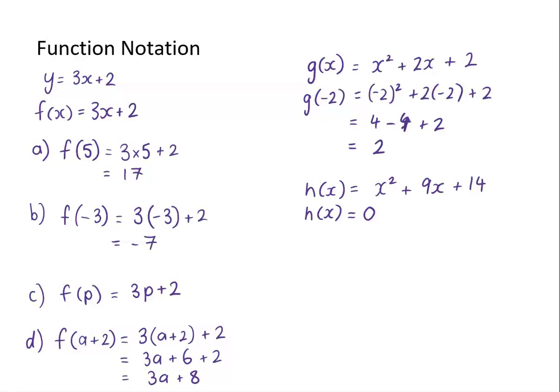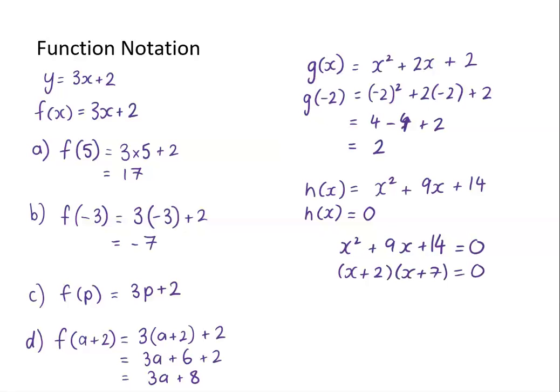Let's see if we could figure out what x was if the whole function was equal to 0. Well, it would look like this. We'd have x squared plus 9x plus 14. That's our function, h of x. And I'm telling you it's equal to 0. Could we solve that? Well, if we have a look at it, I can see that this is a quadratic equation. And because it's a monic quadratic, I can solve it using the sum and product method. So I'm looking for the two numbers that have a sum of 9 and a product of 14. And I can see those two numbers will be 2 and 7. Quick check, 2 plus 7, yep, that's 9. 2 times 7, that's 14.